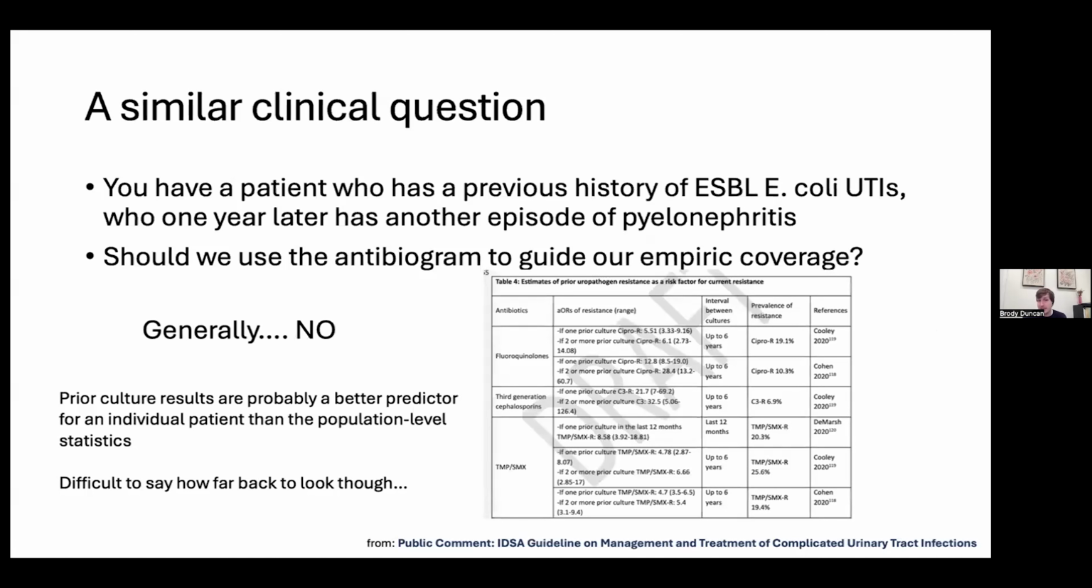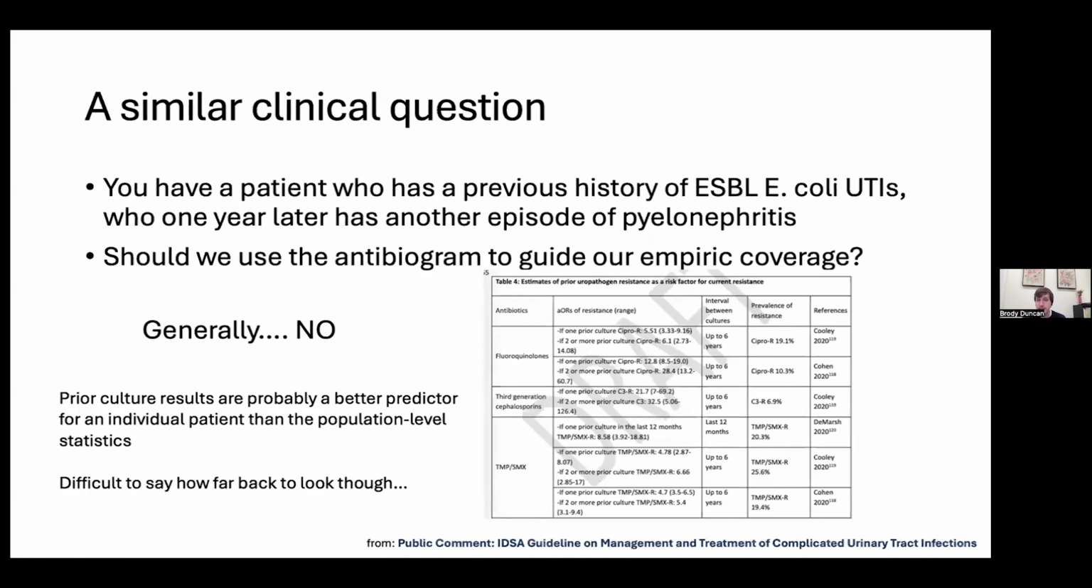There's not great data for this. Here on the right, I have a table from a review of the new IDSA proposed guideline. Really, it seems as if prior culture results are a better predictor for an individual patient than population-level statistics. And again, here in this table, they have a bunch of different odds ratios.